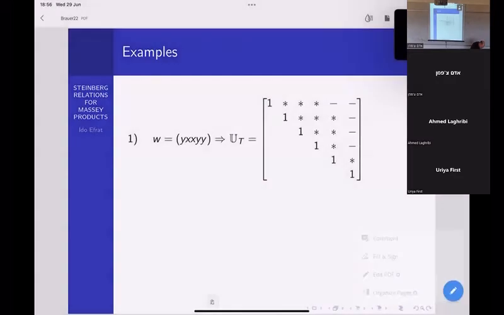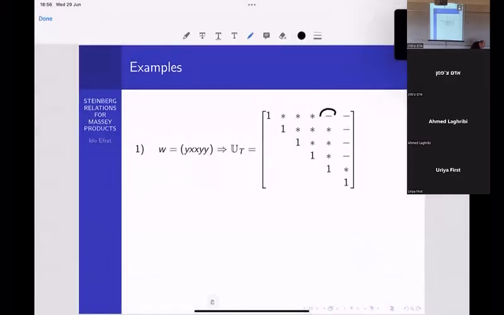Just one moment. So, for example, if you look at this entry, this is entry (1, 5), which means that you start with the first letter and take the five letters up to the fifth letter: y, x, x, y. In this segment, you have two y's, so you must delete it.